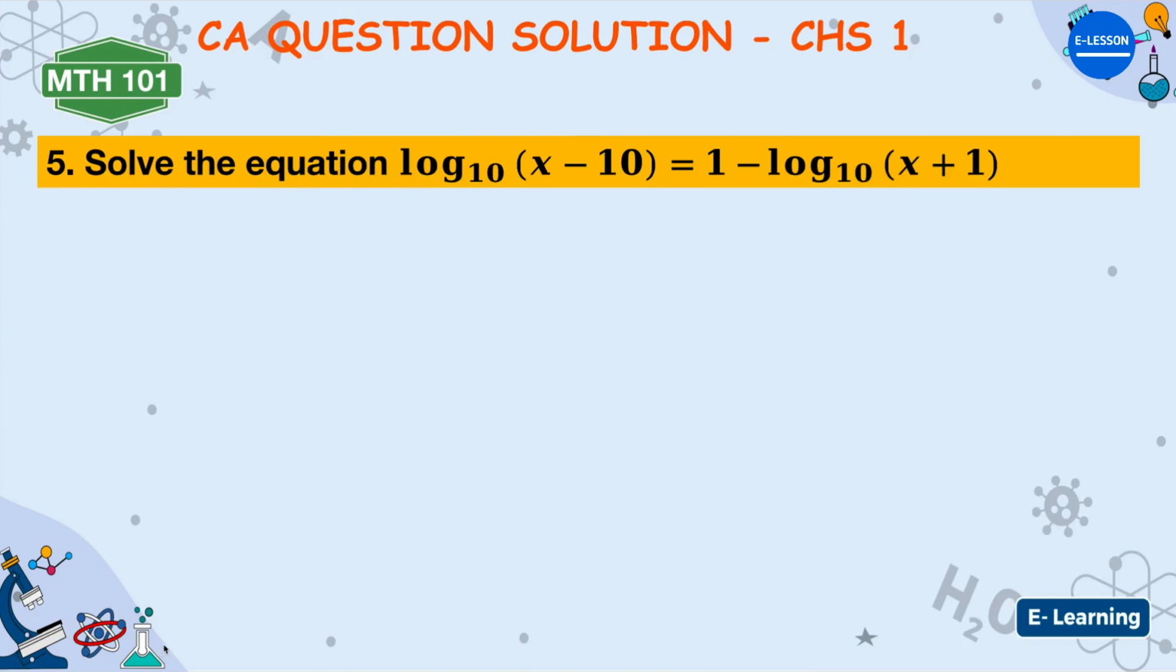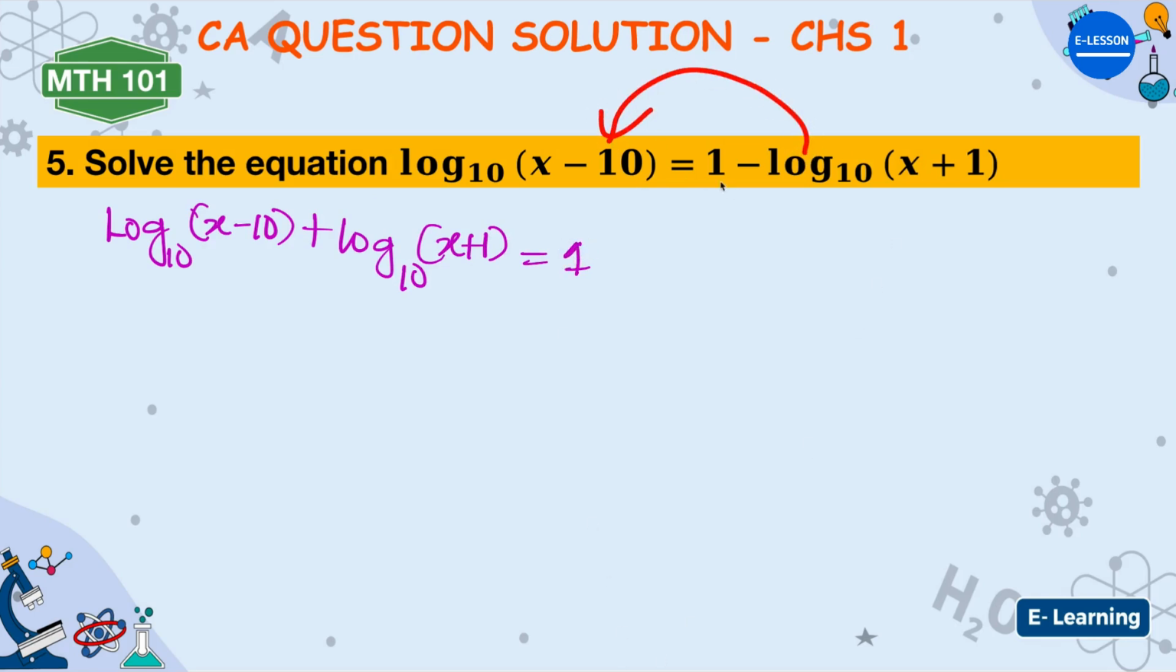Now the next question says solve the equation log of this. You can rewrite this as log to base 10 of x minus 10. This minus can come to this side and it becomes positive log. Let the ones that carry log come to one side: log of x plus 1, everything should be equal to 0. What I simply did was take this one here to come and meet its fellow log and let one be on its own. Is that okay?